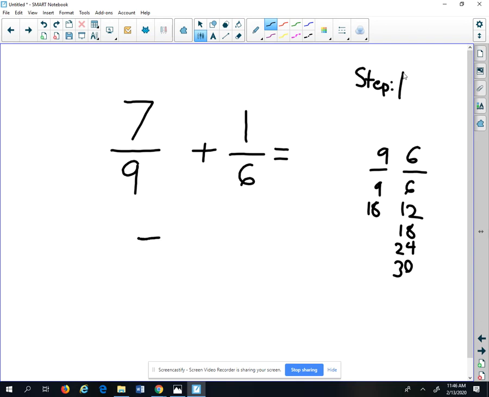In this case, the denominator is 18, but now we need to change the numerator. Look back at your new denominator, 18, and think: 9 times what makes 18? 2. Now we multiply 7 by 2, which is 14. Same with 6. 6 times 3 equals 18, so we times 1 by 3. And now we have 14 eighteenths and 3 eighteenths.